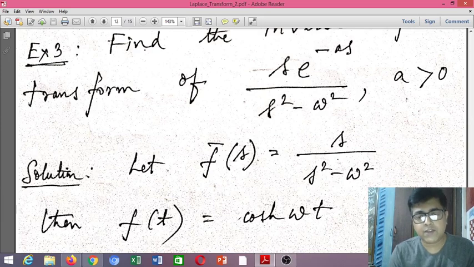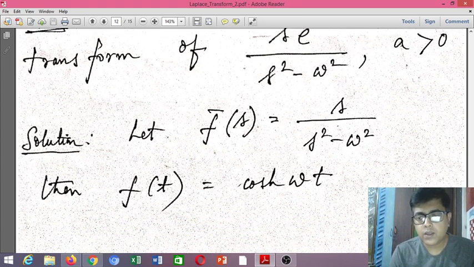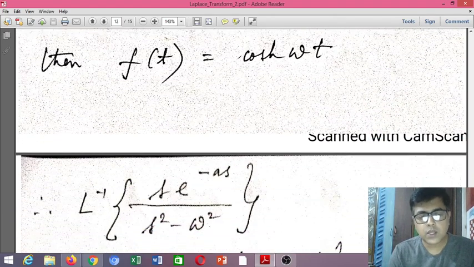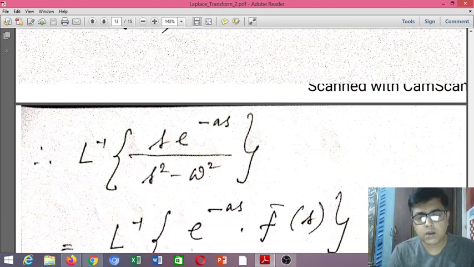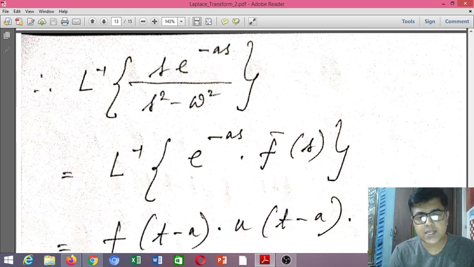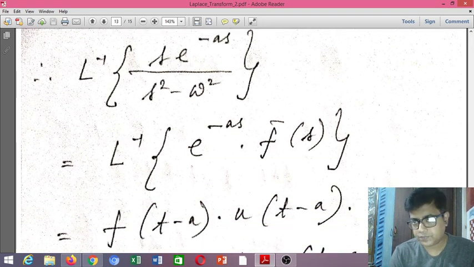So I assume let f bar s is s by s square minus omega square, and I find the inverse Laplace transform of that, which you all know. It is cos hyperbolic omega t, right? So ft is known to me. Once ft is known, then things become pretty easy. So therefore, I now try to find out what is asked in the question. L inverse of s e to the power minus s by s square minus omega square.